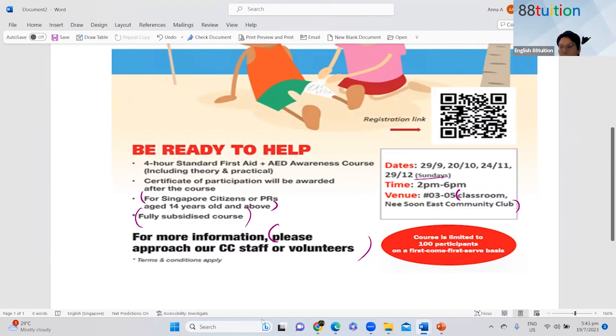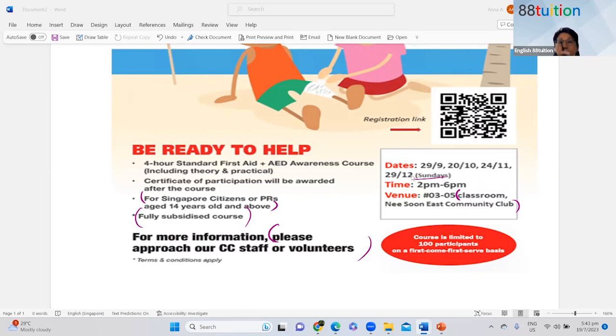Participants. Okay, Boon Shen. I'm not going out first, right? Because I write down your name first. Maybe 10 minutes, 15 minutes before we end, then I will update your attendance, okay? Don't mind me. Fully subsidized course, right? For more information, please approach our CC staff or volunteers, right?